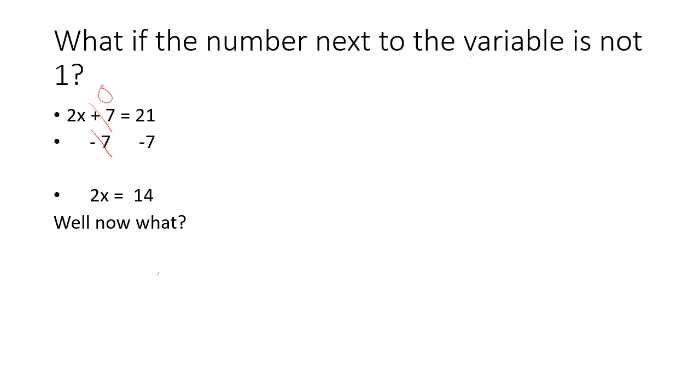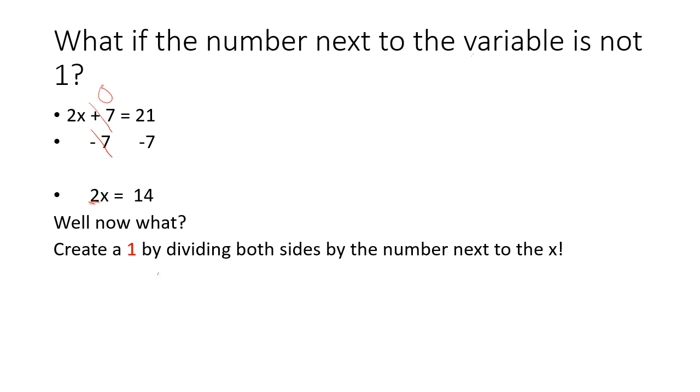Now we have 2x equals 14. We want to get that x by itself. It doesn't have the plus 7 by it anymore, but we still need to get rid of this 2. So what do we do? We create that 1 next to the x by dividing both sides of the equation by the number next to the x. If it's a 1, we don't have to write the number, and x will be by itself. That's what we're shooting for.